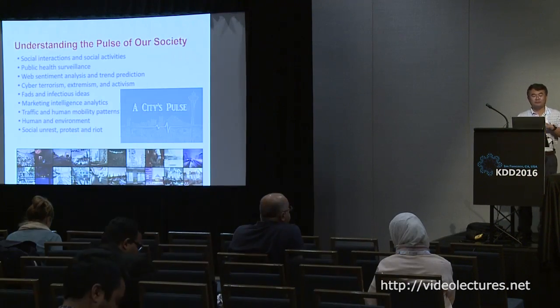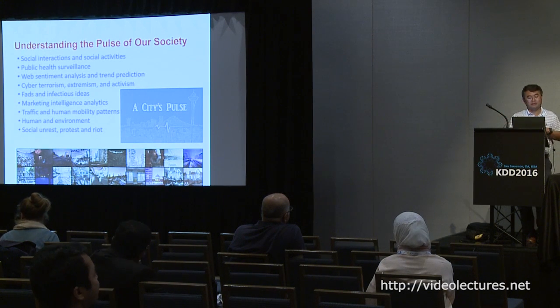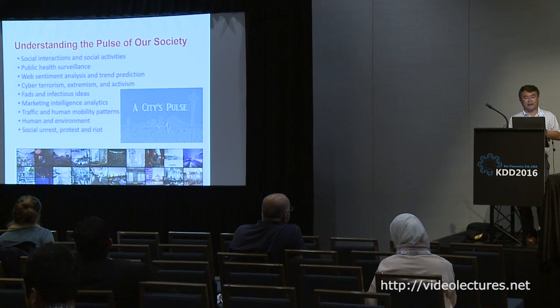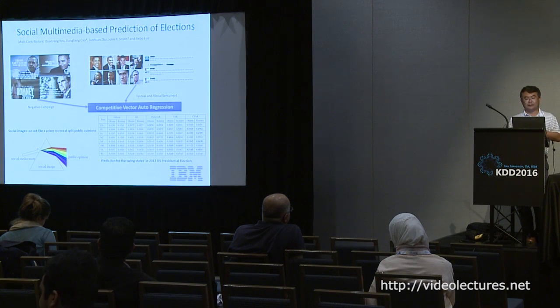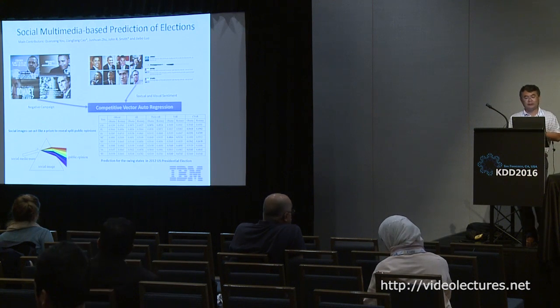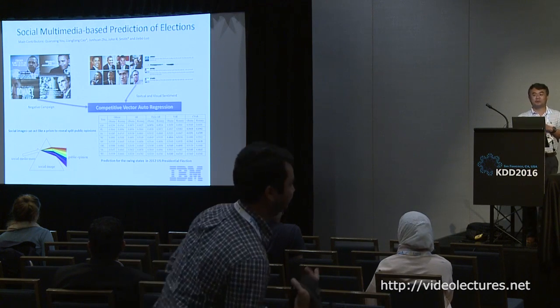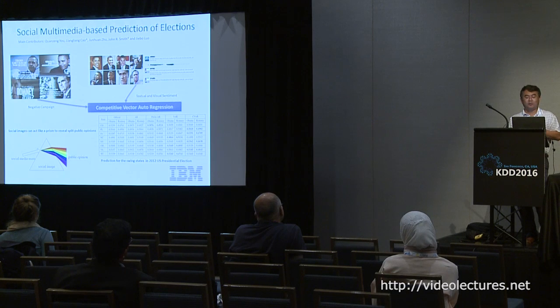So in terms of the pulses of a society, I listed so many topics. You can consider this as pulses of a society, right? From security to health to other things. Okay, I think you mentioned election early on. Most people, when they do election prediction, use tweets, with text information. We did something different. We used images.